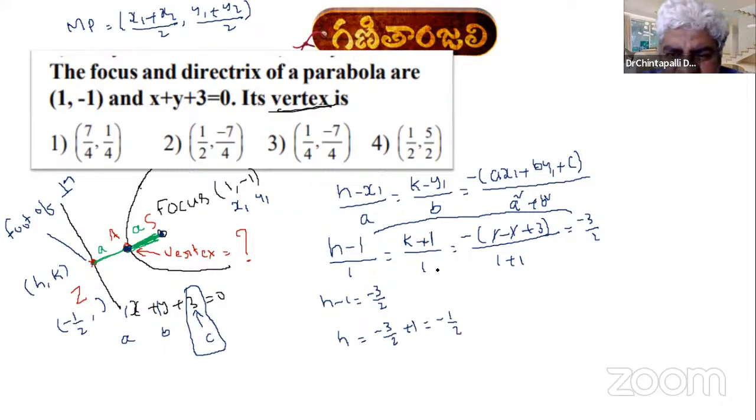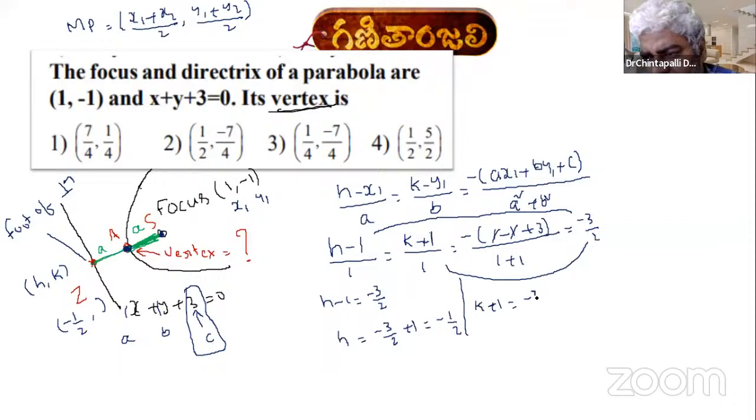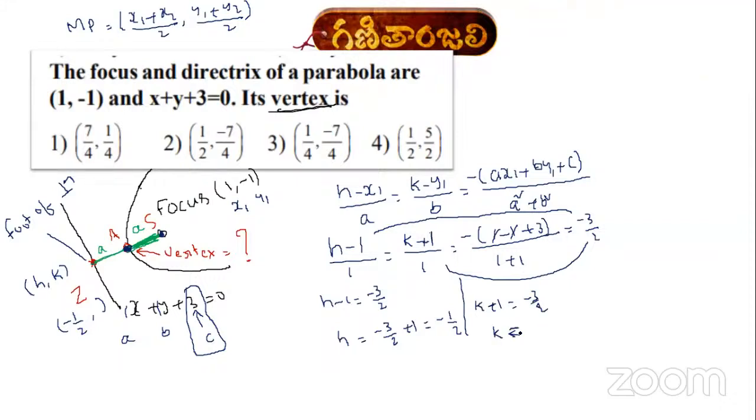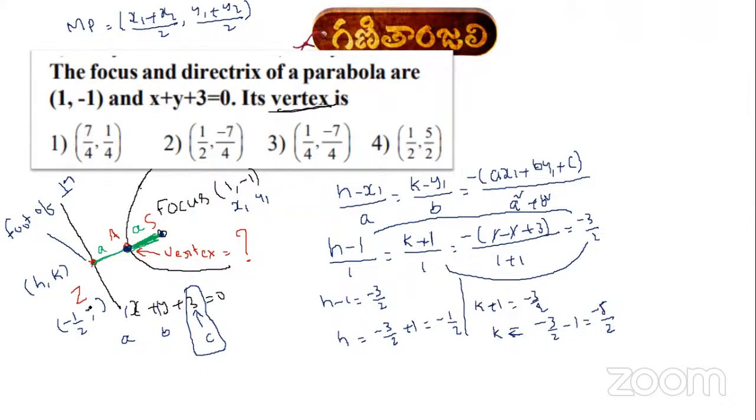Now use this formula. k plus 1 is equal to minus 3 by 2. So k is equal to minus 3 by 2 minus 1, which is minus 5 by 2. So this is minus 5 by 2.